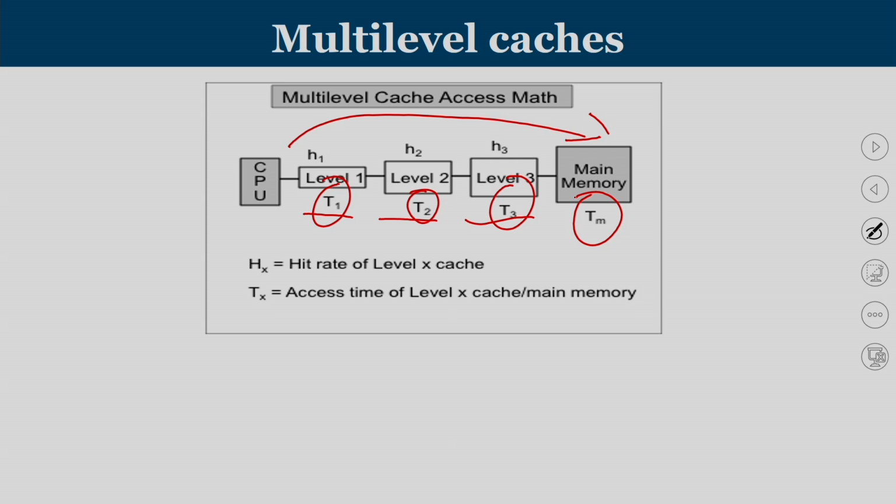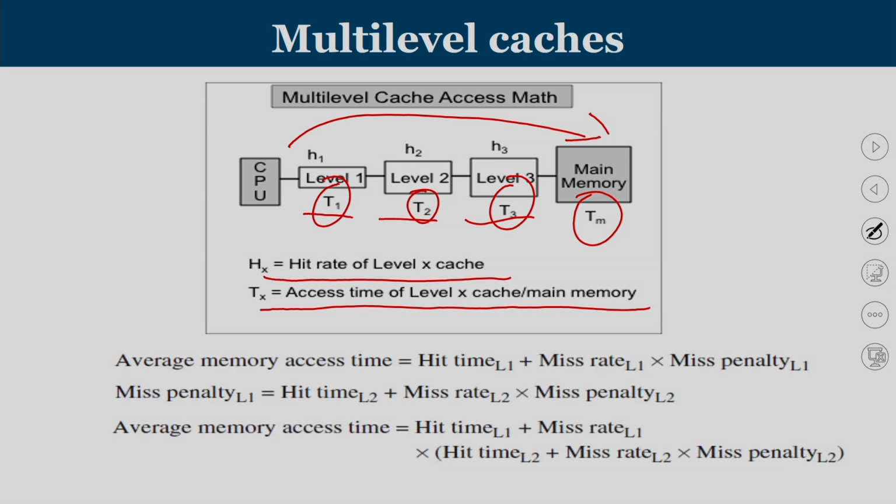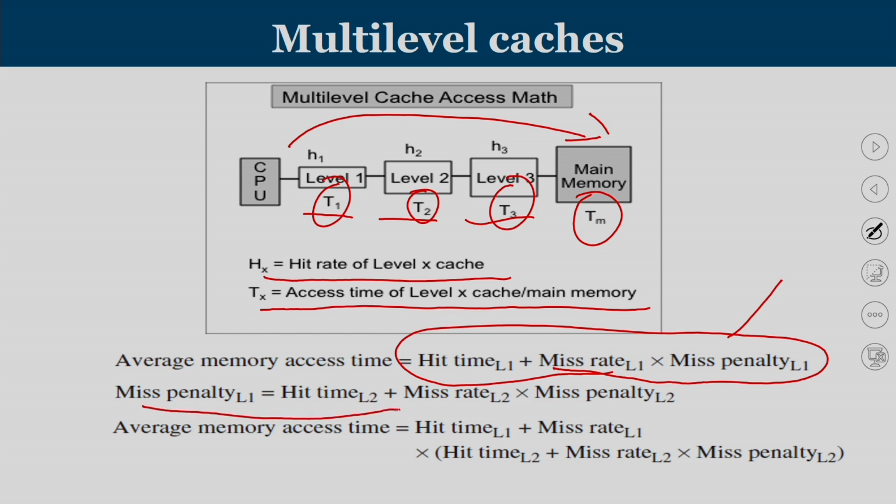Now Hx is going to be the hit level of a particular level of cache, and Tx is the access time of level x in the cache hierarchy. So average memory access time is hit time of L1 plus miss rate of L1 into miss penalty of L1. This is our standard equation. Now miss penalty of L1 can be defined as hit time of L2 plus miss rate of L2 into miss penalty of L2. You substitute this, you will get the remaining values.